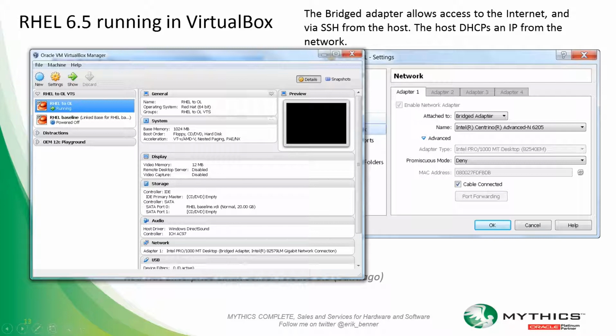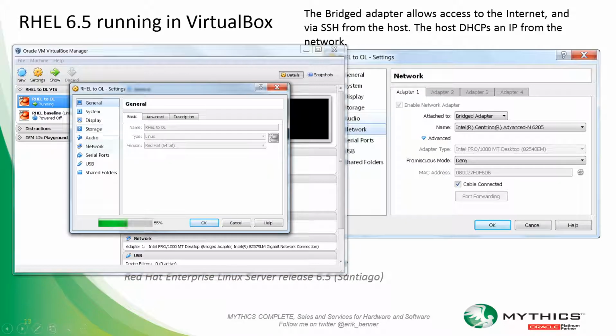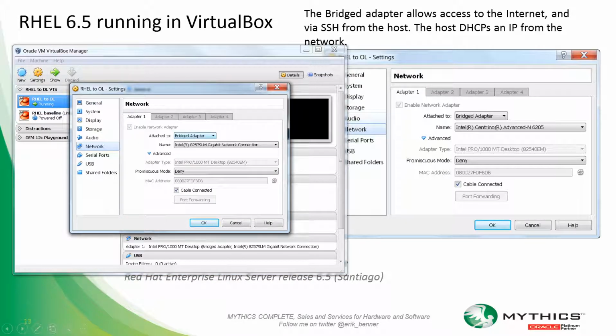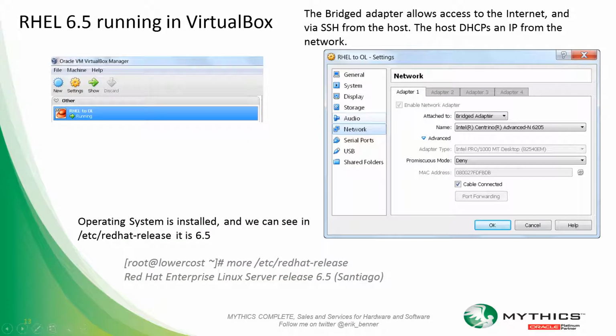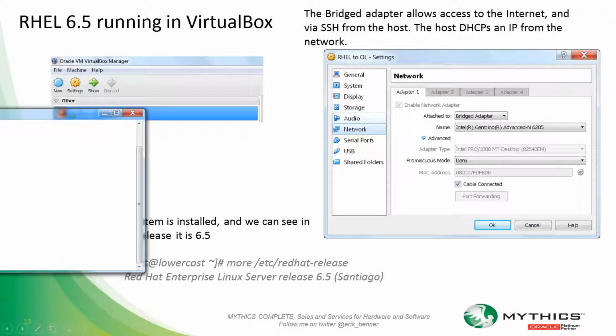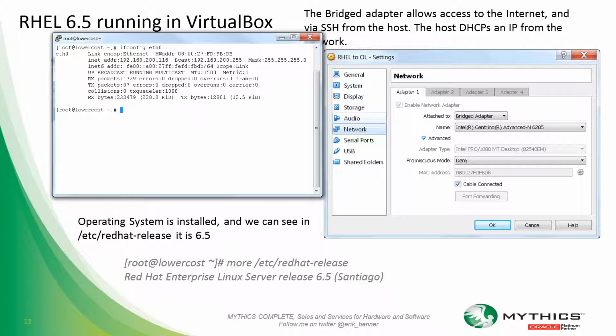So I'll bring this up so you can see on my VirtualBox Manager, I already have my Red Hat to Oracle Linux VM running. I can go into my settings under network, and you'll see I have a bridged adapter here. Here I happen to be running on a gigabit connection. And my machine's up and running with a console preview. I also have SSH up and running. I've already SSH'd into it. If you don't know the IP address, you do an ifconfig eth0, and that'll tell you the IP address of the machine.